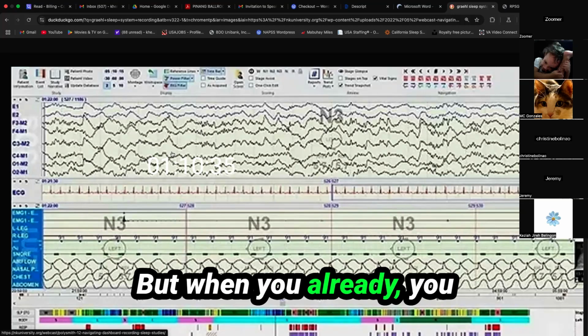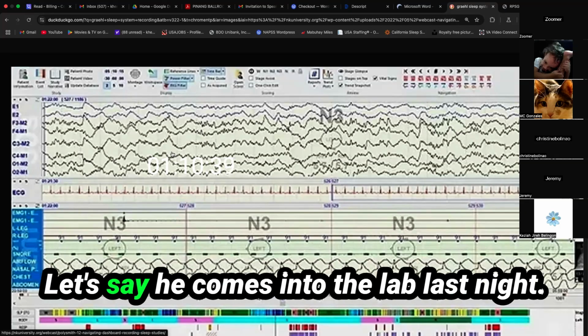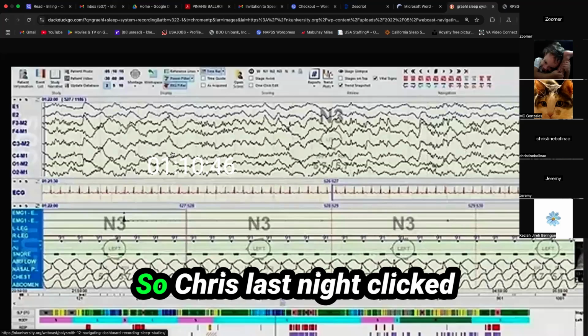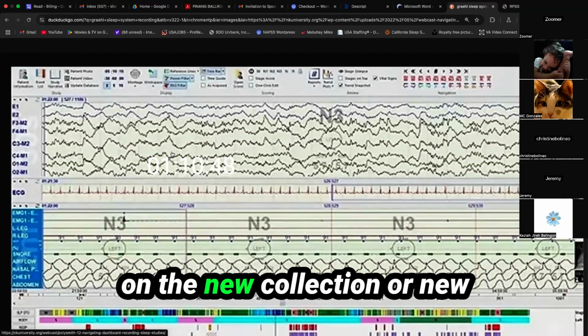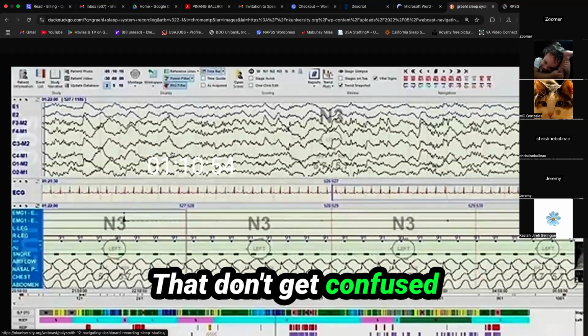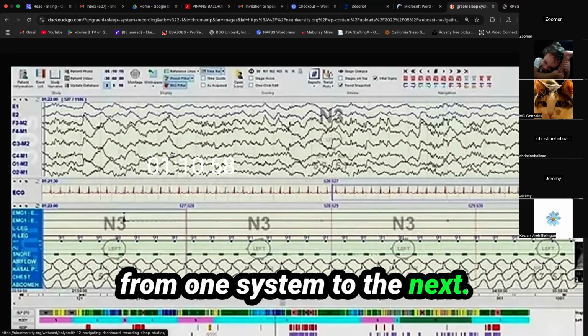But when you are now the day tech. Vladimir now works as a day tech, right? Let's say he comes into the lab. Last night, who worked last night? Let's say Chris worked last night. So Chris last night clicked on the new collection or new study or new acquisition. Don't get confused with the terminologies, so this way you can jump from one system to the next.